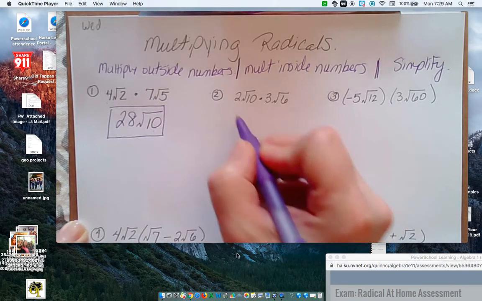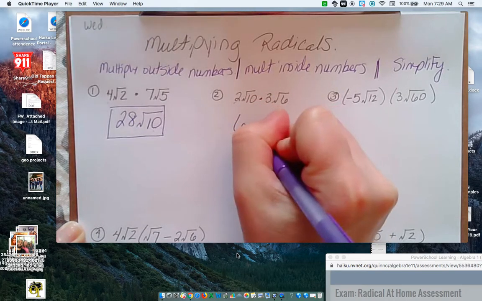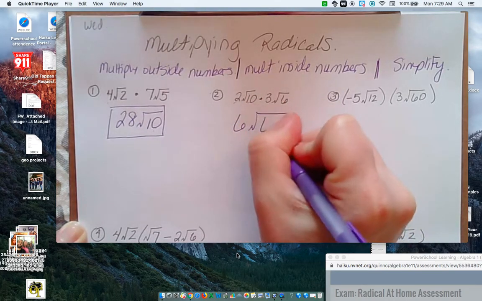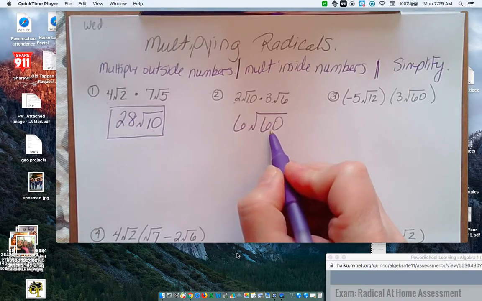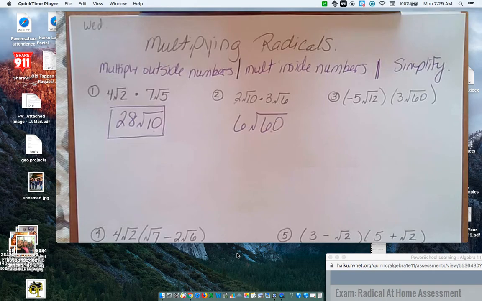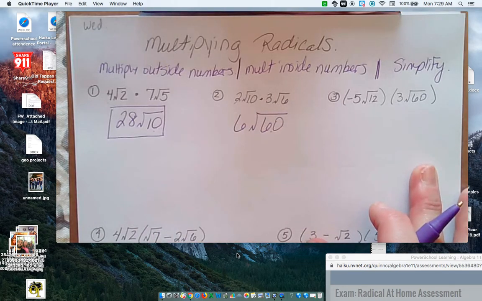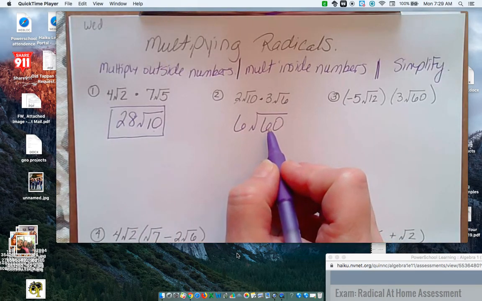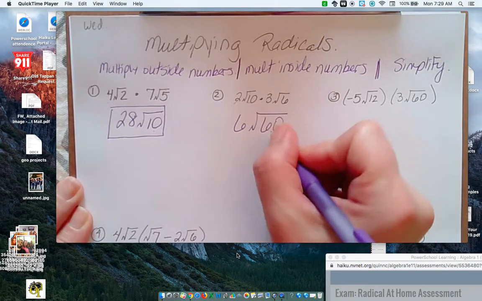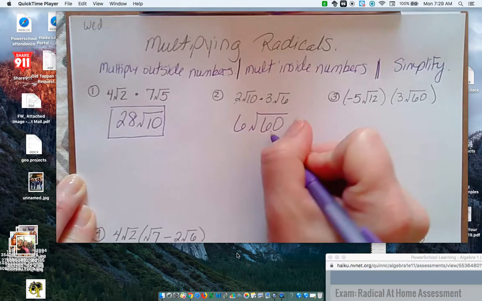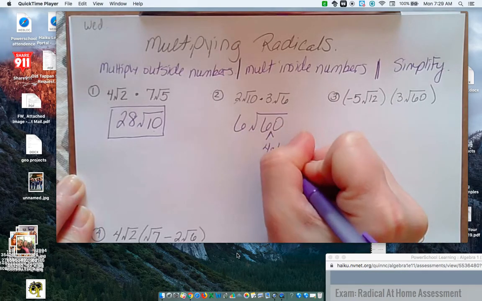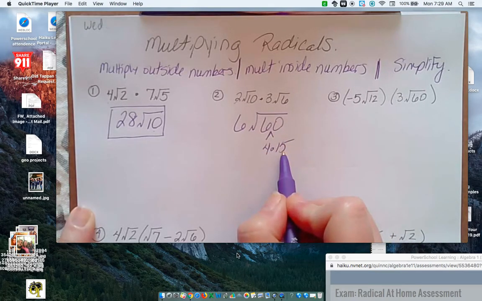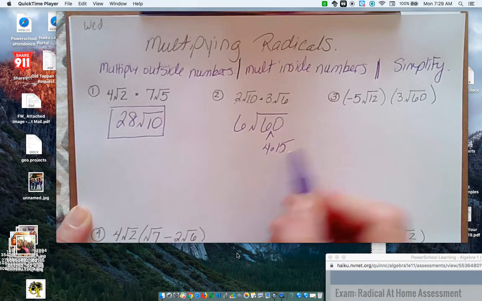Number 2, outside numbers, inside numbers. And now we look at 60. Is there a perfect square that goes into 60? You can refer to that list of perfect squares that we wrote out yesterday. Start with 60 being the highest number, so try 49, 36, 25. Okay, well, I think 4 is the biggest perfect square because that's 4 times 15. 15 can't be reduced anymore by a perfect square.